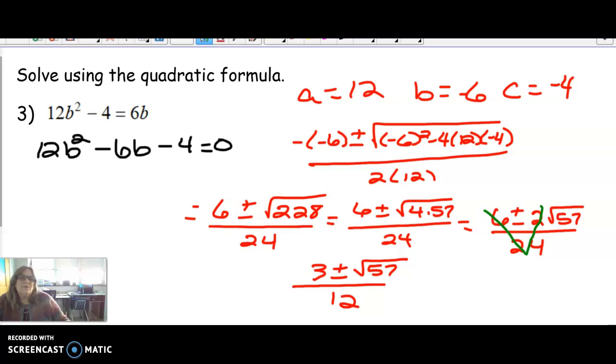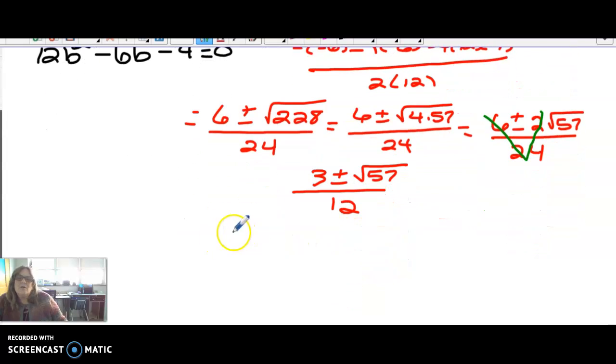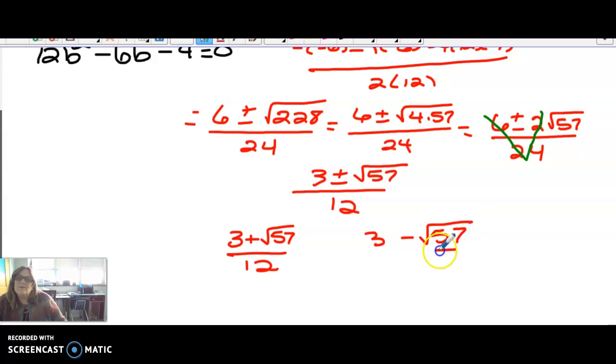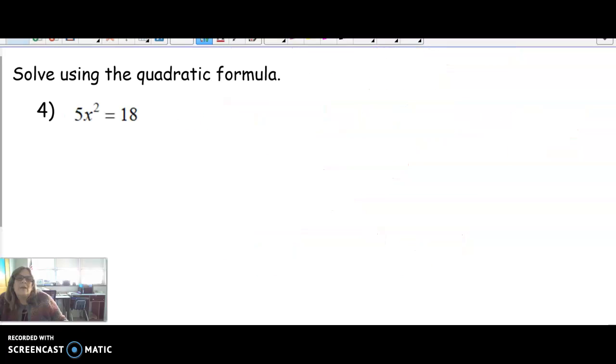My two solutions are 3 plus the square root of 57 over 12 and 3 minus the square root of 57 over 12. Remember we talked about this earlier last week in our warm-up. They come in pairs when you use your quadratic formula.